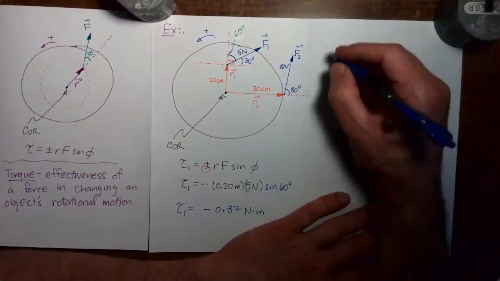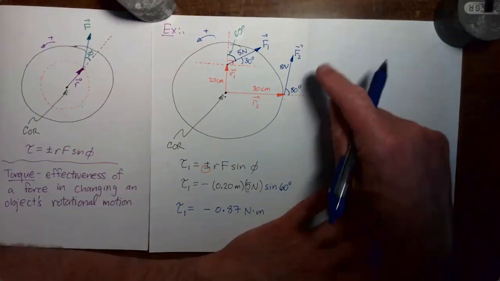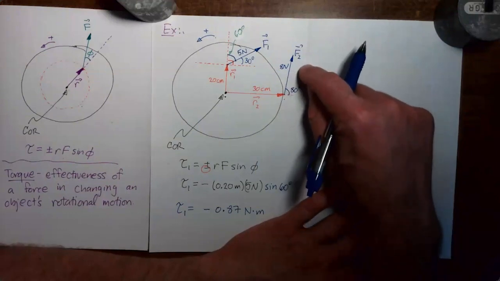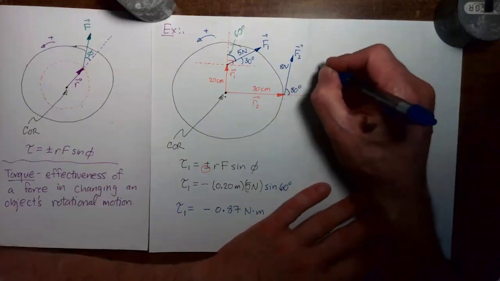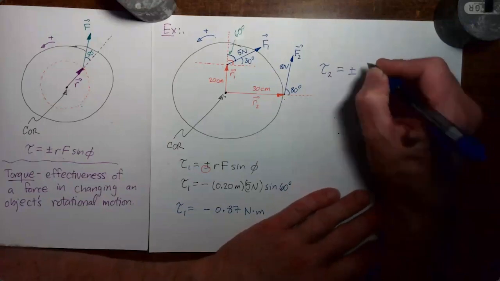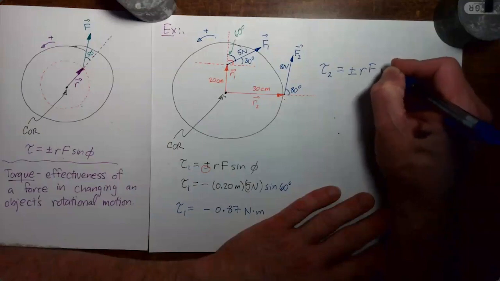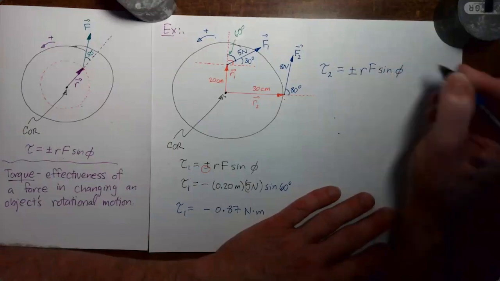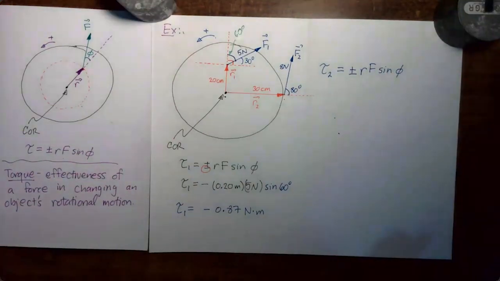The only other calculation I have for you here is to try and find the torque associated with force 2 over here. So the torque associated with force 2 would be plus or minus RF sine phi. So just give that a go and then rejoin the video.